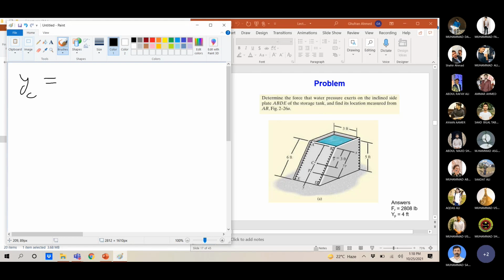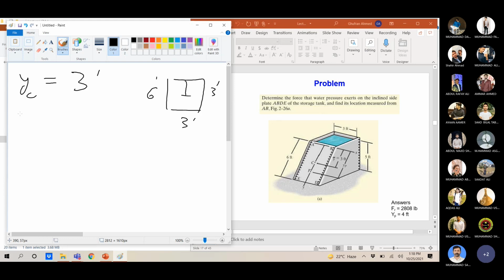yc is given, or even you can find it out. If you have a simple rectangular plate of dimension 6 feet by 3 feet, yc would be 3 feet from the top, isn't it? So yc would be 3 feet. So can you find hc?